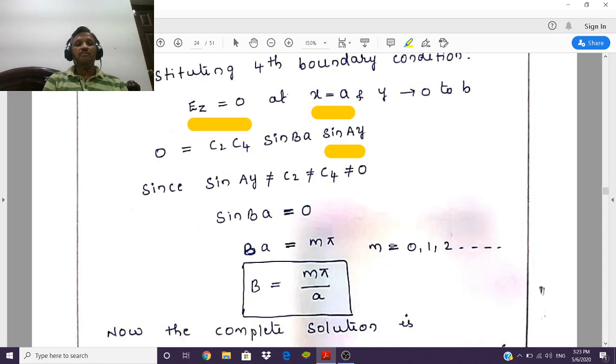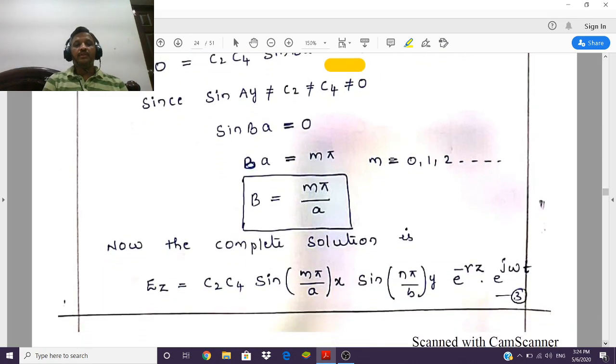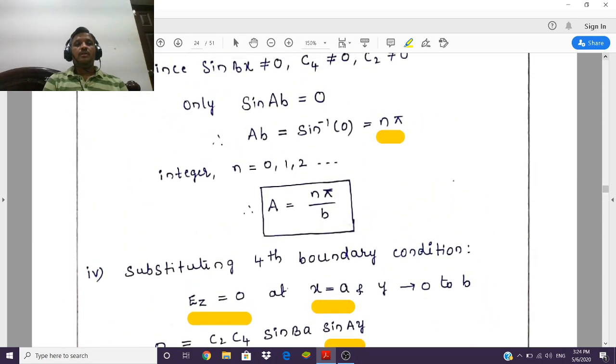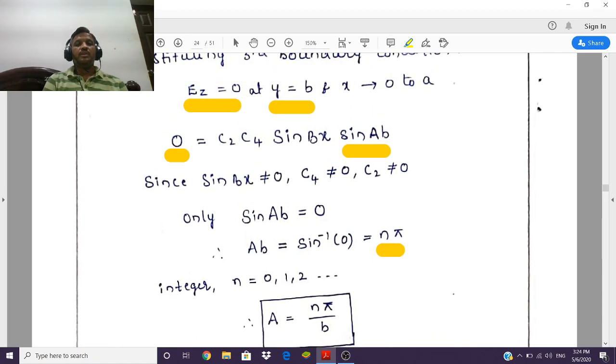Here again, same thing: ba is equal to plus or minus m pi. In place of n, here we will take m, because that is also an integer starting from 0, 1, 2, and b is equal to m pi by a will be the expression that we get, where m is again an integer. Now the complete solution is in C2 C4, because we have already seen that C1 C3 have become 0. In this C2 C4, after the second boundary condition, it's very clear that C2 C4 will be as it is, and a is n pi by b and b is m pi by a.